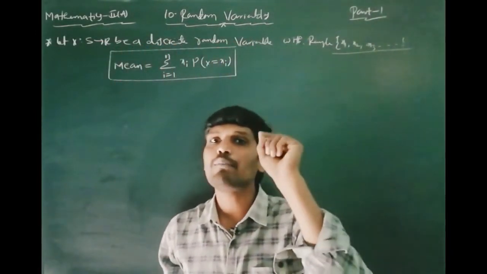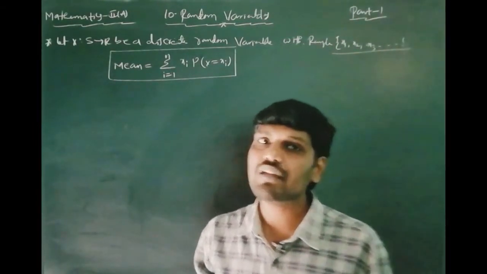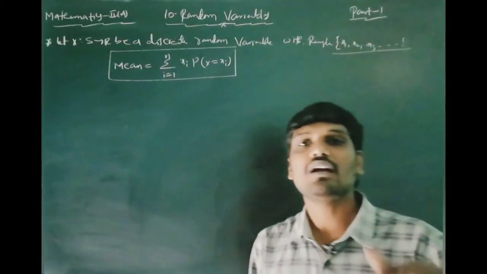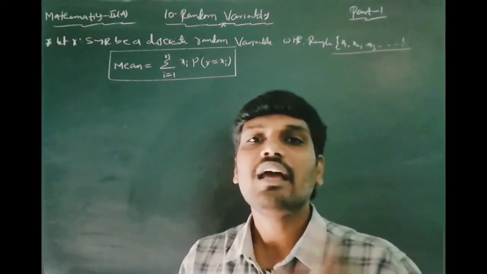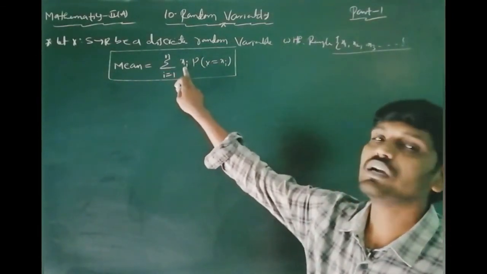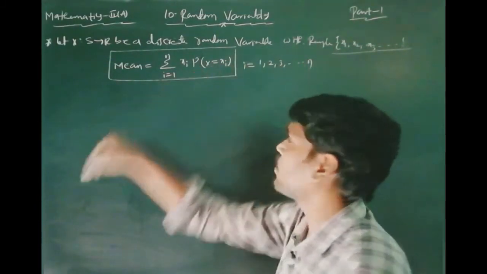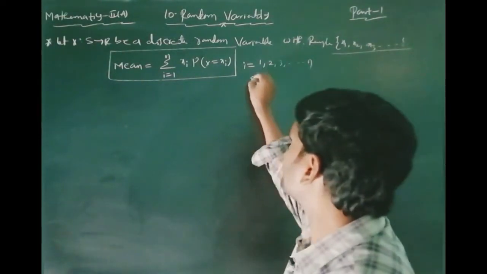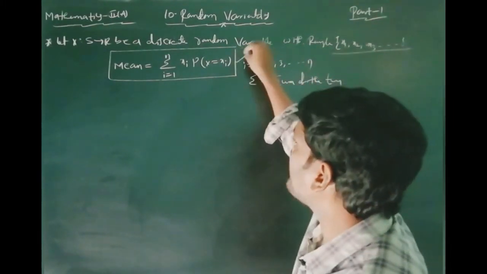Here the probability function is for a discrete random variable. What is the mean formula? Summation of i equal to 1 to n. Suppose n finite values are given, then summation of i equal to 1 to n, xi means you write i values 1, 2, 3 and so on up to n. You can write all the terms. What is the meaning of summation? Summation is nothing but the sum of the terms. This is the mean formula.